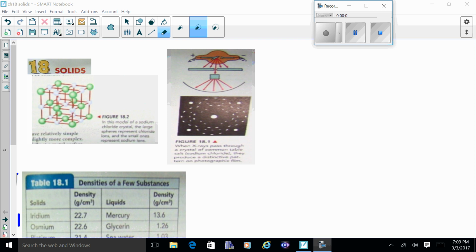Everybody, the next unit we're going to be doing is all about pressure, and we're going to go through the three different phases of pressure that we have here on Earth: solids, liquids, and gases. So I'm on page 344, which starts chapter 18.